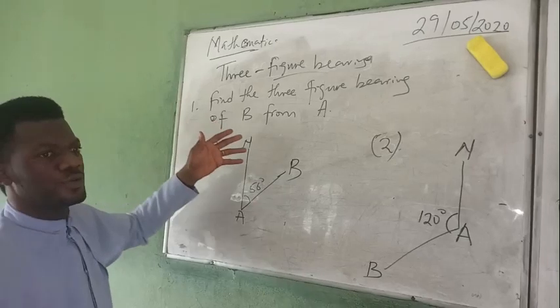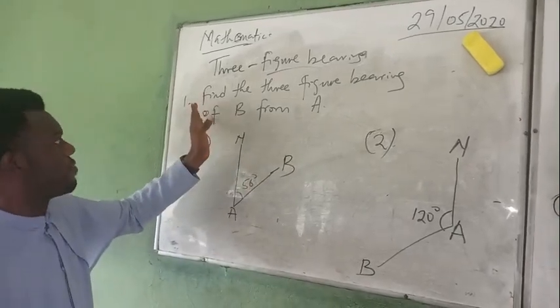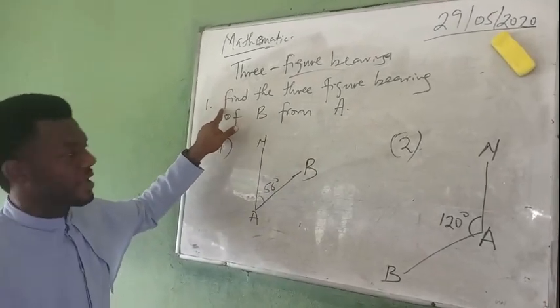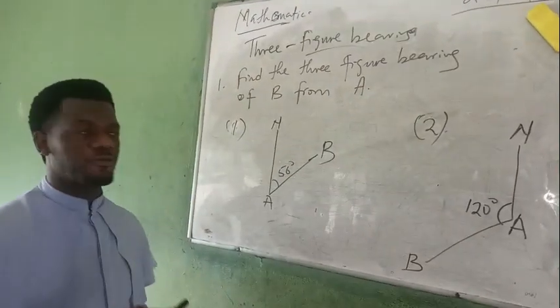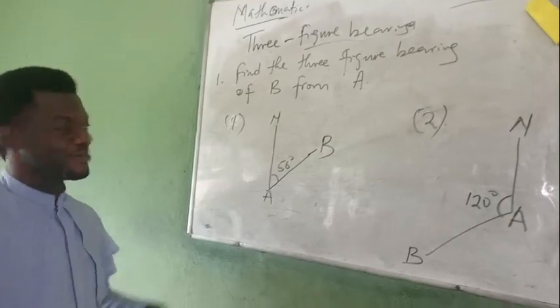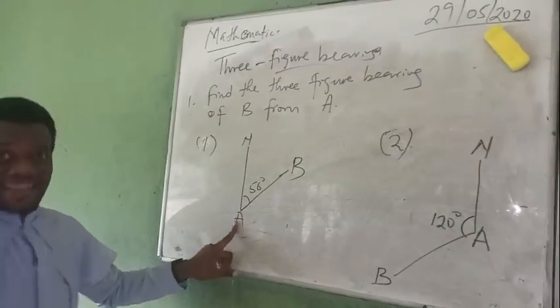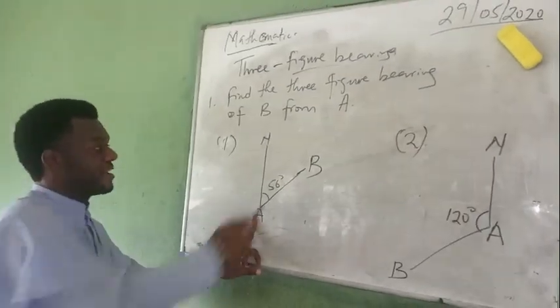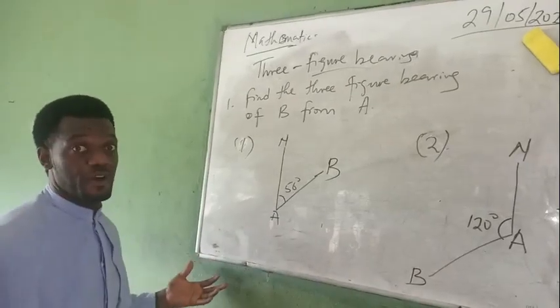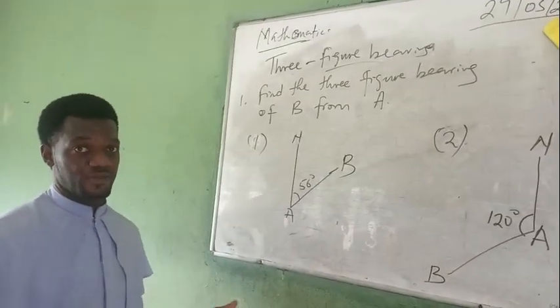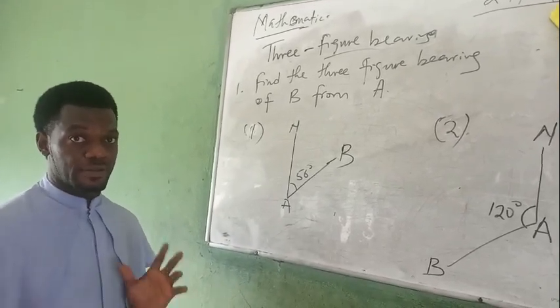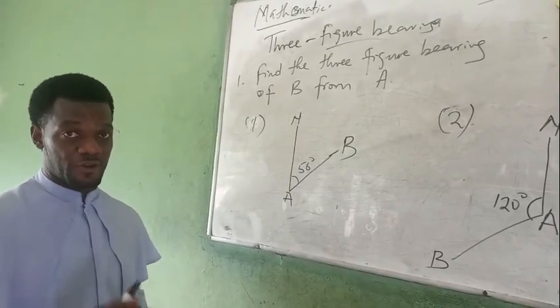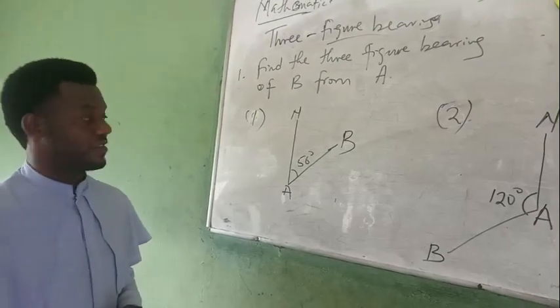Here is the example. Example 1 says: find the three-figure bearing of B from A. So we are at A, and we want to find the bearing of B from A, the three-figure bearing. Remember, in the three-figure bearing, we just need the three figures, and the whole thing is the direction from 0 to 360 degrees.